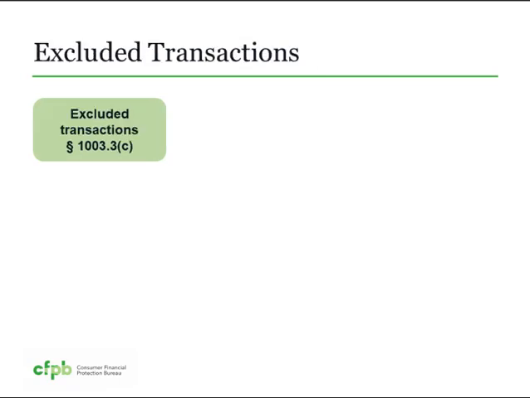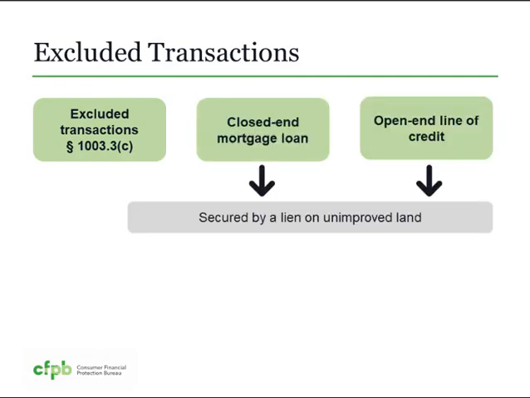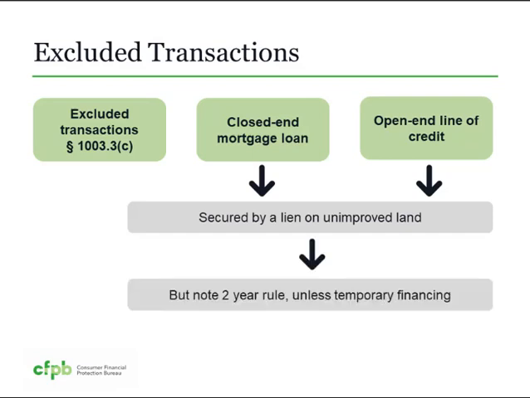There are 12 types of transactions that are specifically excluded from Regulation C. These are provided in Section 1003.3(c) in Regulation C. We will review several of these types of transactions. First, a closed-end mortgage loan or open-end line of credit that is secured by a lien on unimproved land. A loan or line of credit is secured by a lien on unimproved land if the loan or line of credit is secured by vacant or unimproved property.